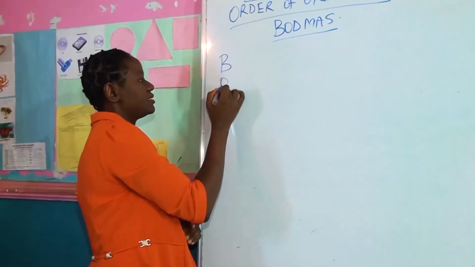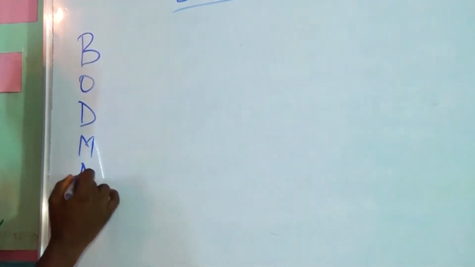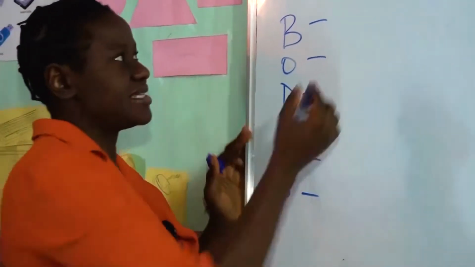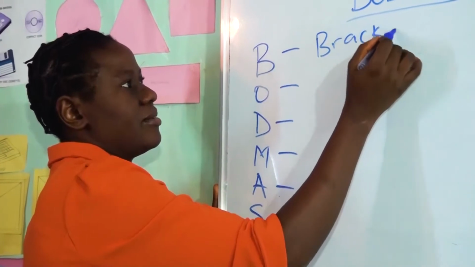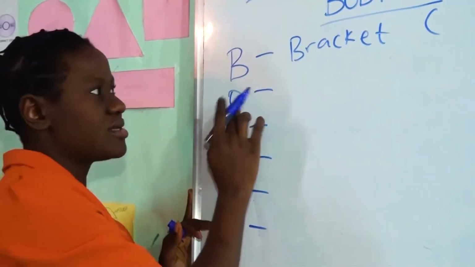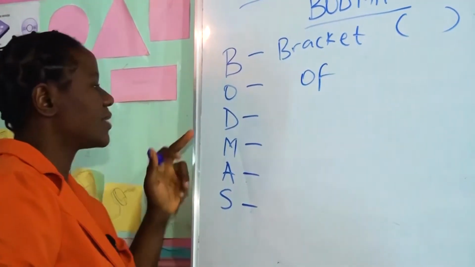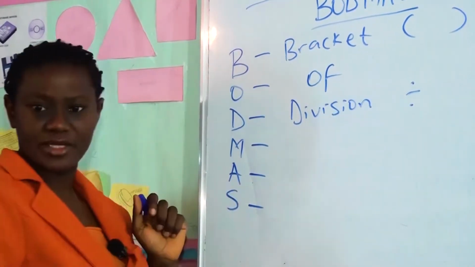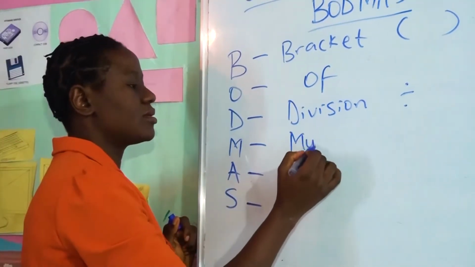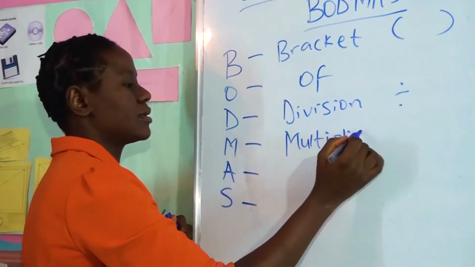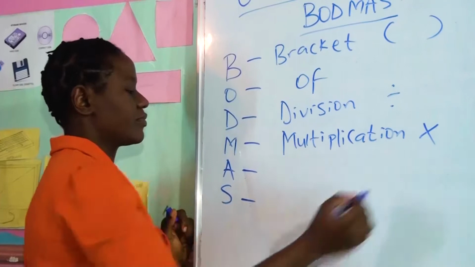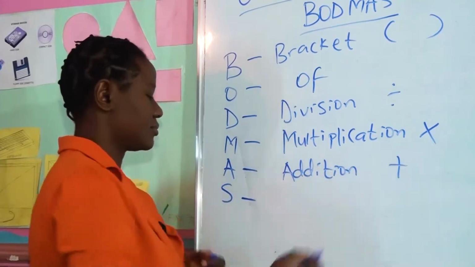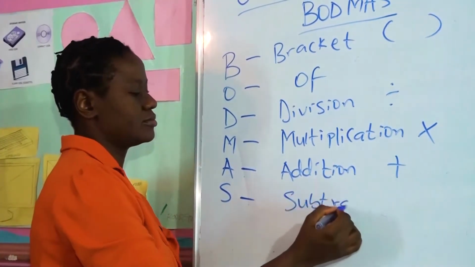We write BODMAS vertically. B stands for brackets. O stands for of. D stands for division. M stands for multiplication. A is for addition. S is for subtraction.